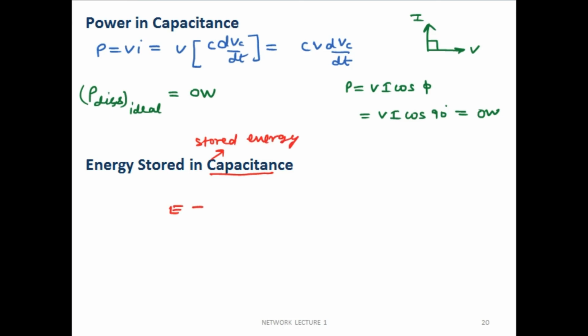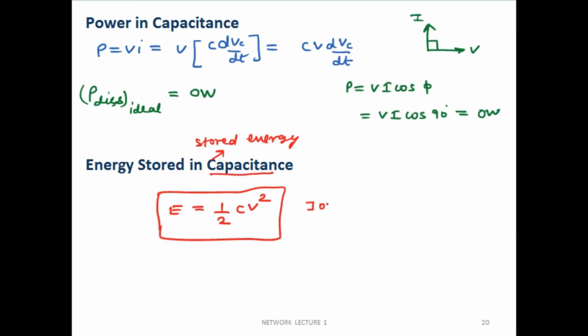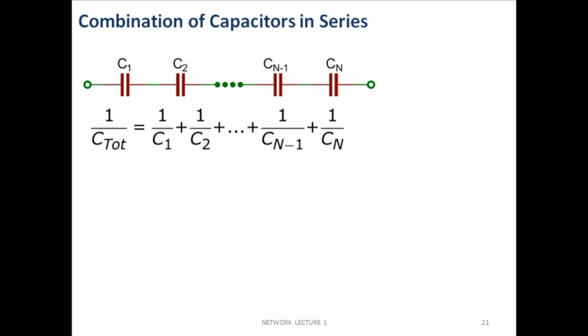अब कितनी एनर्जी वो स्टोर करेंगे, that is given by the relation half C V squared. Okay, so this is the relation. This is in joule, energy is in joule and power is in watt. Okay, now the combinations of capacitor in series.